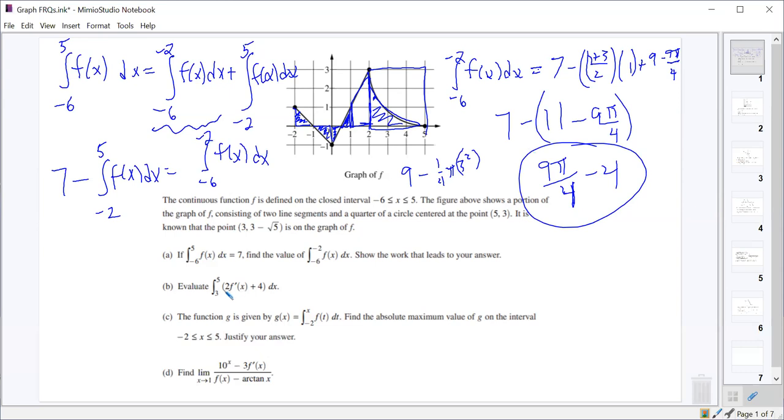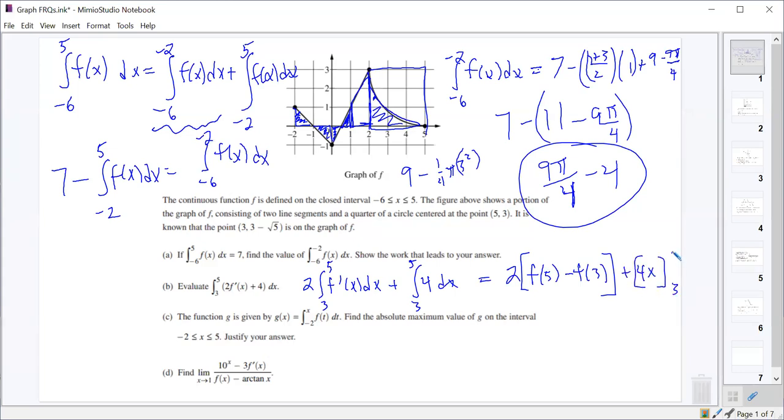All right, part B, we're going to evaluate the integral from 3 to 5 of 2f prime of x plus 4. Well, we could separate this out if we wanted to into 2 times the integral from 3 to 5 of f prime of x dx plus the integral of 4 dx from 3 to 5, which should make this pretty easy. What's the integral of f prime? F of x. So we'll evaluate it at 5 and 3 and find the difference. And then this just becomes 4x from 3 to 5.